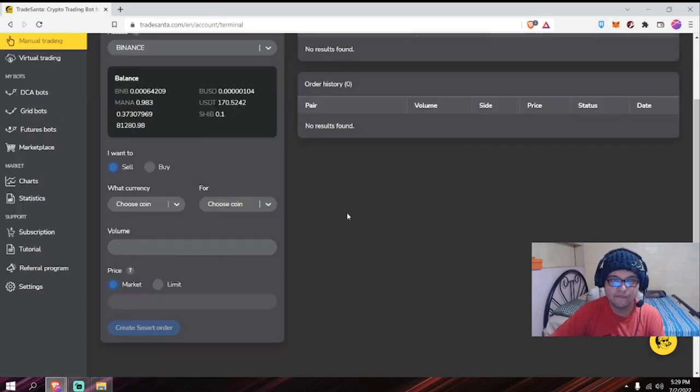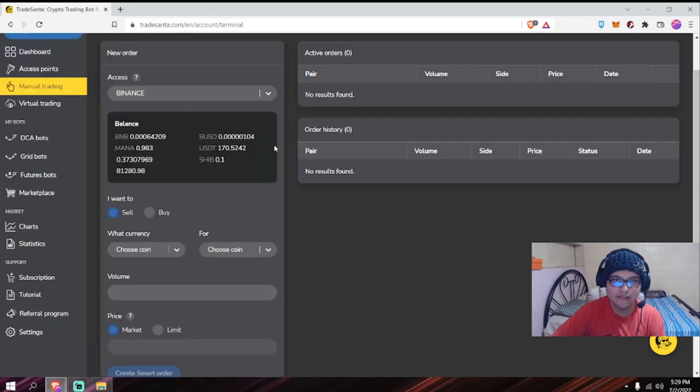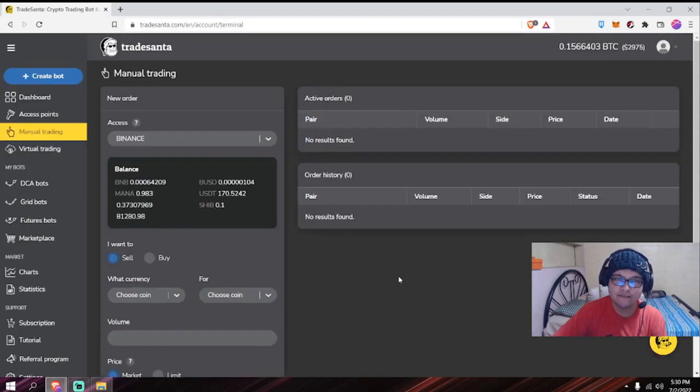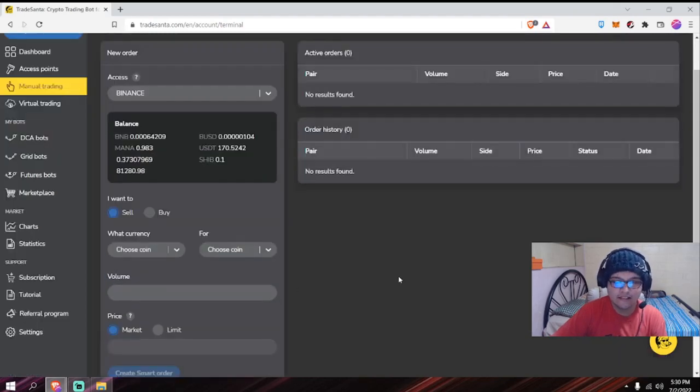And that's basically it with their manual trading. You can select either you sell or you buy. You can choose the currency you're trading from and the coin you're trading it for. The volume, the market, you open a market trade or a limit trade. That's just it.